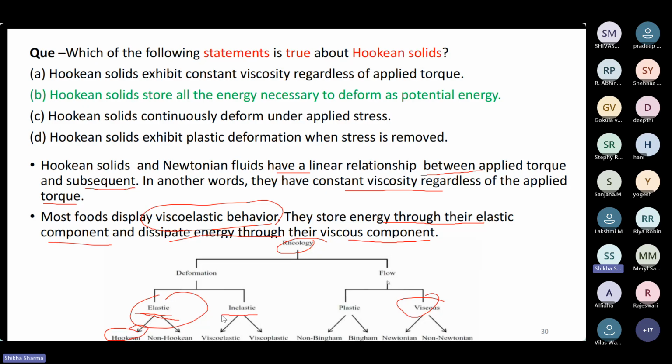And in elastic, there are viscoelastic and viscoplastic. Whereas when we talk about the flow, they can be viscous or plastic. In plastic, Bingham and non-Bingham, and in viscous, we can classify Newtonian and non-Newtonian. So this is the basics of the flow behaviors and the deformations.